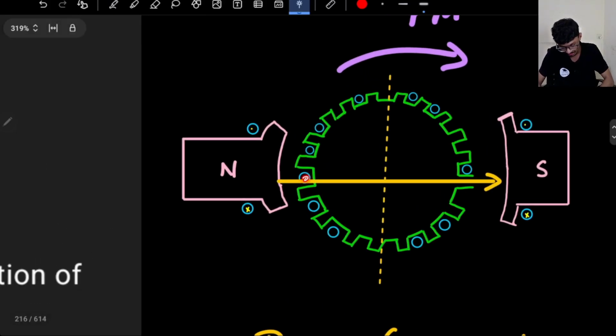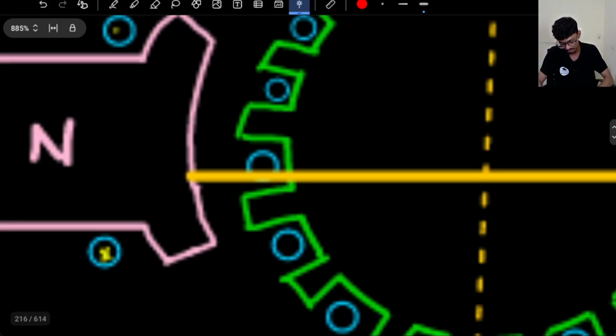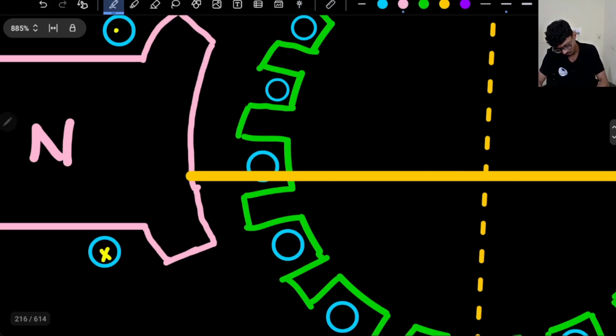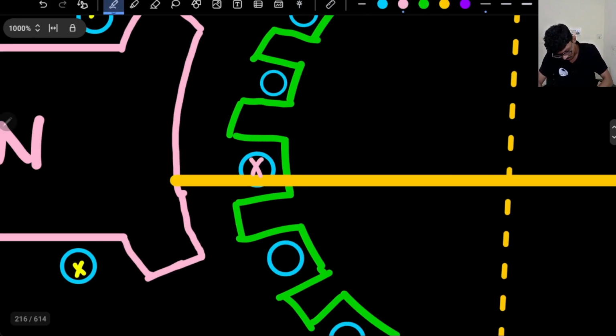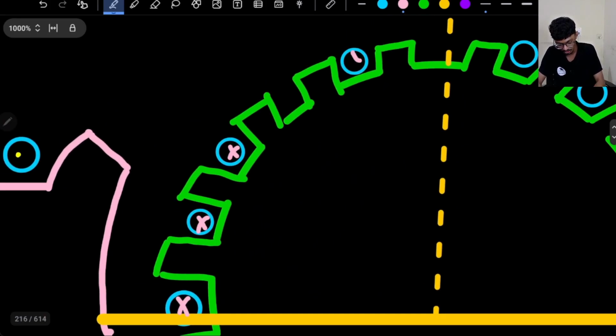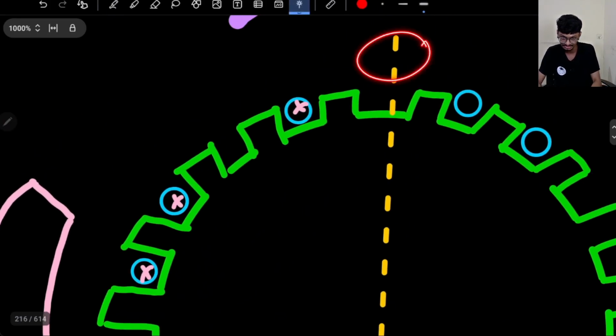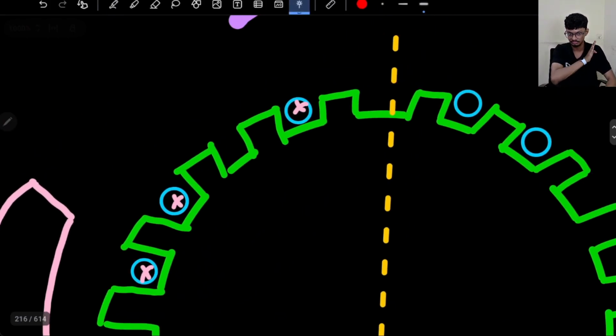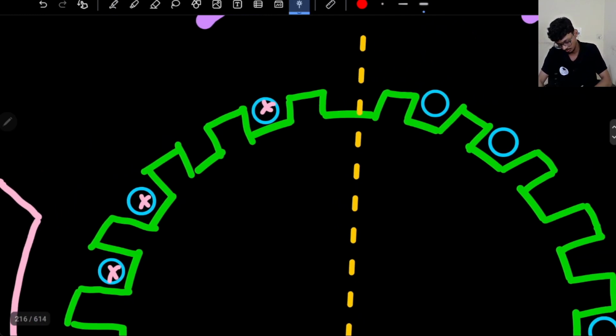So this conductor is going upwards, right? The direction of the magnetic field is the forefinger, the thumb is the direction of motion, and the direction of the current is inwards. So this conductor will be a cross, this will be a cross, this also will be a cross. You can apply Fleming's right hand rule, all these will be crosses before this axis, this is the q axis. All of them will be crosses.